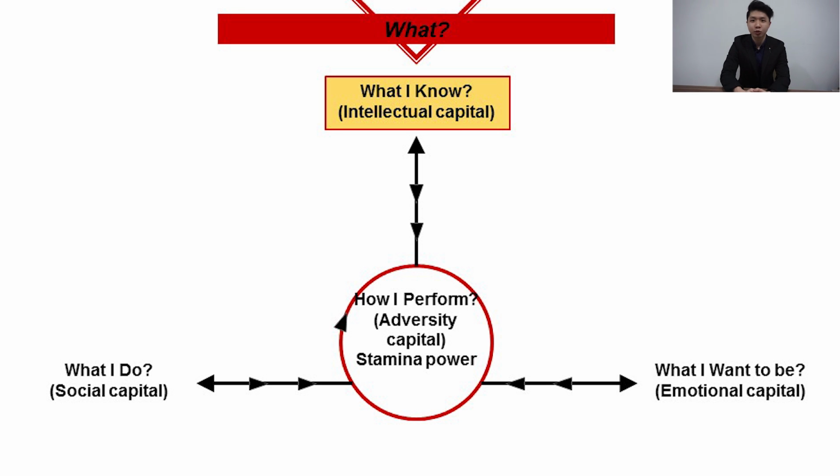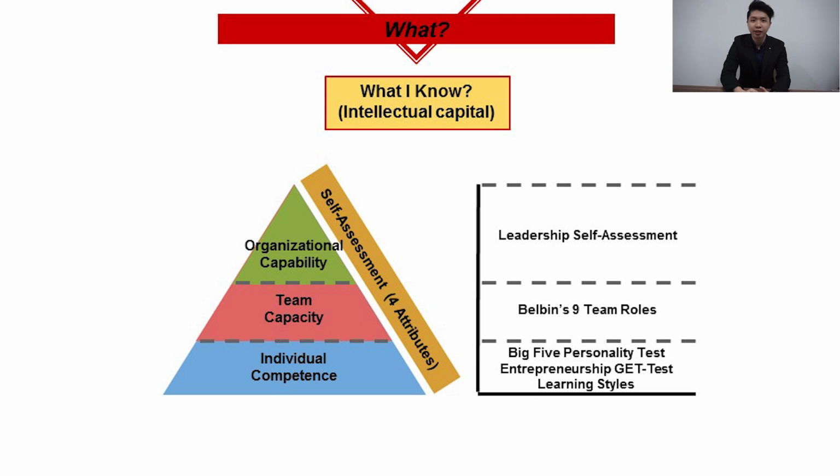This diagram will help me to know about my own capability, either as an individual, as a team, and in an organization. To briefly explain this diagram, I will answer the self-assessment tests by using 4 attributes: individual competence with the Big 5 personality test, entrepreneurship GET test, and learning style test, the team capacity with the Belbin 19 roles test, and organizational capability with leadership self-assessments. So let's start with the 4 attributes.